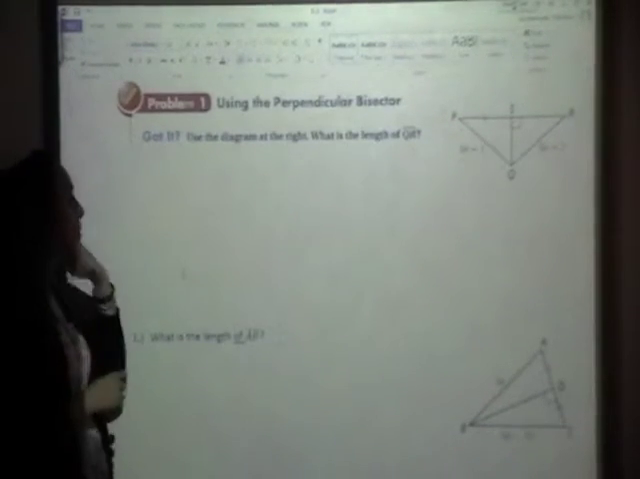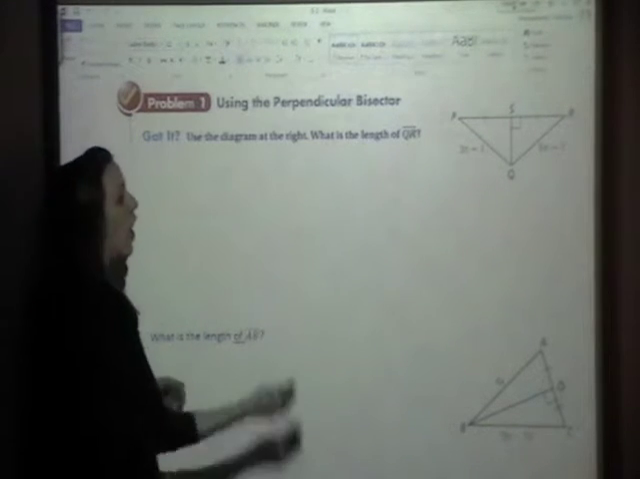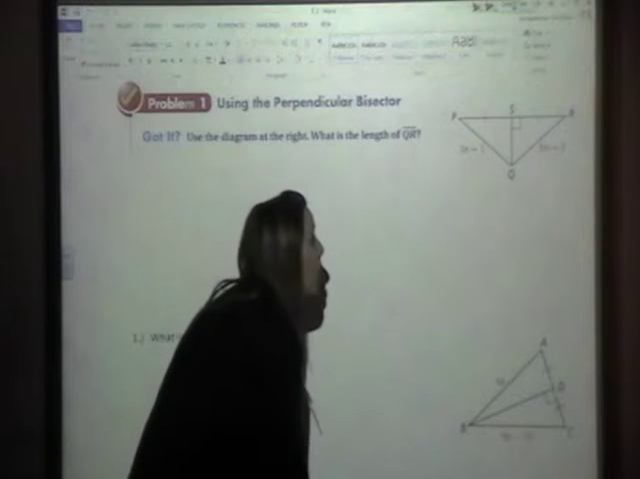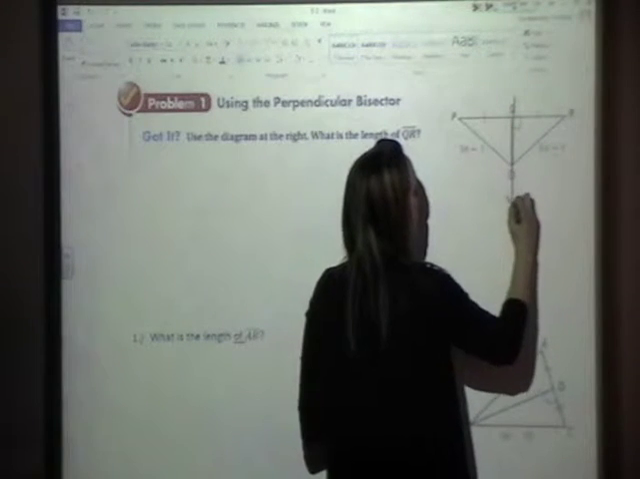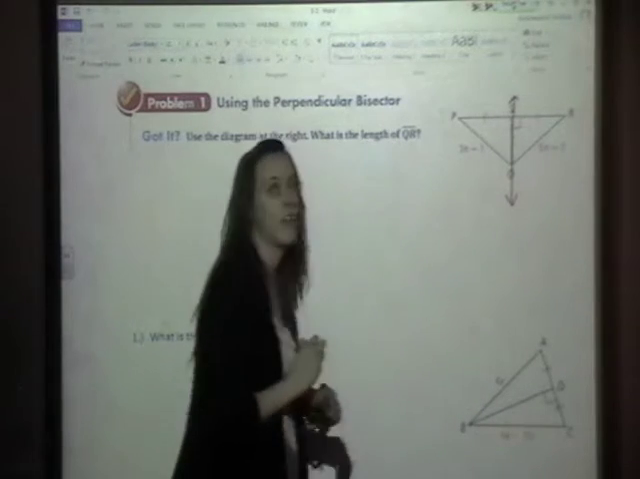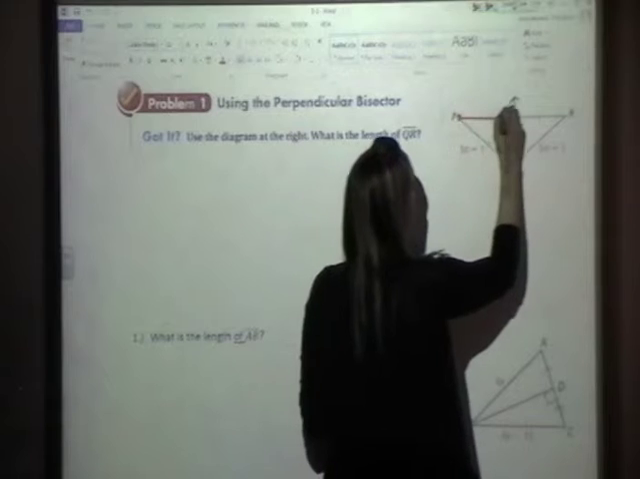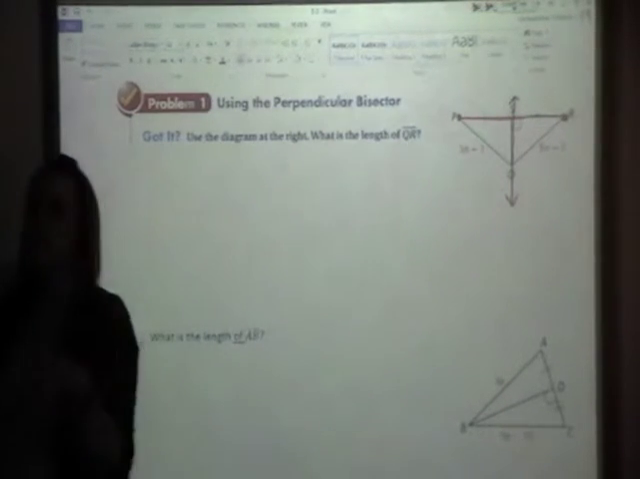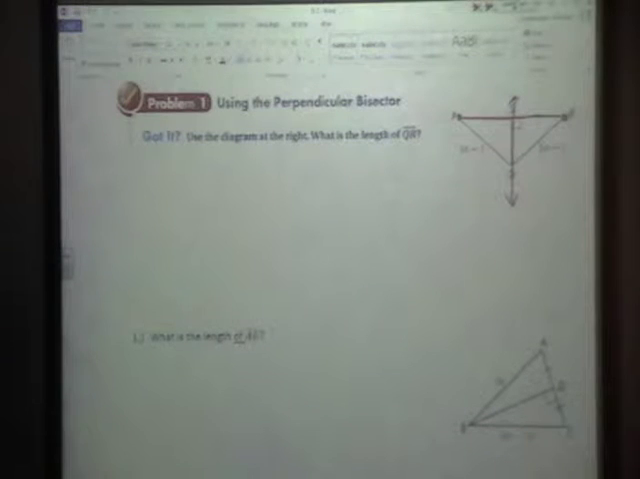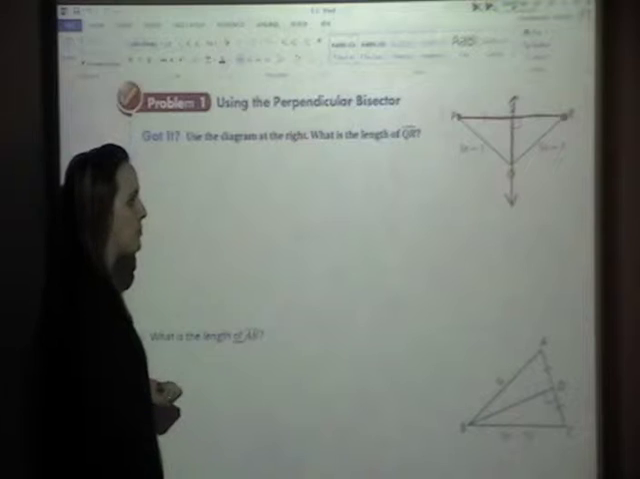So, using a perpendicular bisector, we're going to use the diagram at the right to find the length of QR. Here is our perpendicular bisector. Our perpendicular bisector is QS. It's the one that creates part of the right angle. And our original line segment is PR. So I'm going to draw that so we know who our perpendicular bisector is and who our original segment is. Original segment is PR. Our perpendicular bisector is SQ.